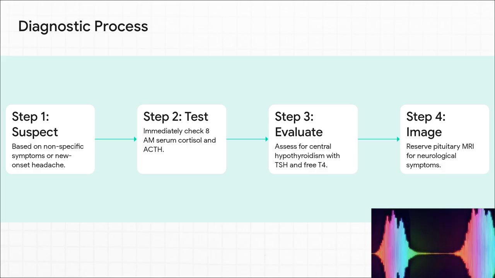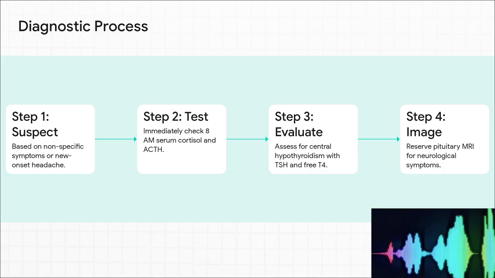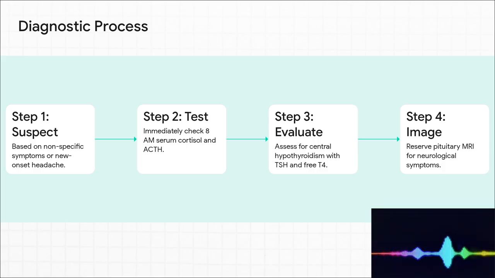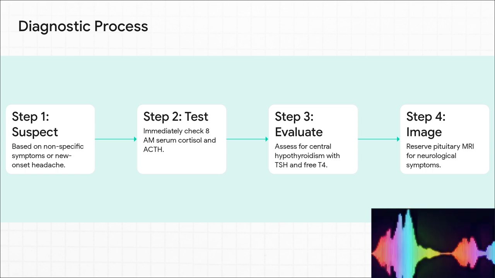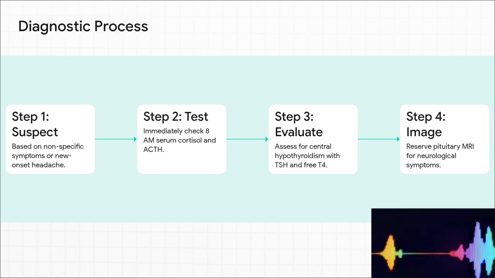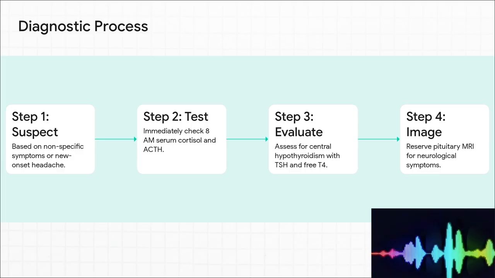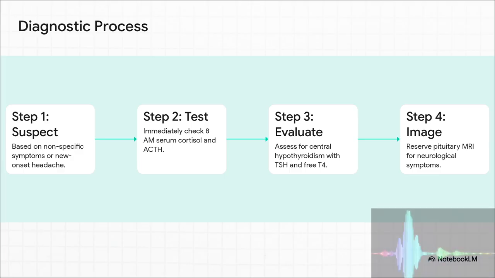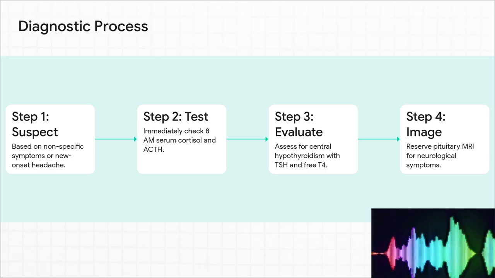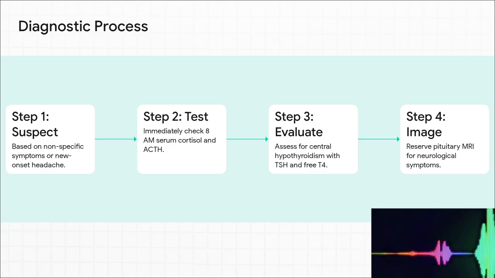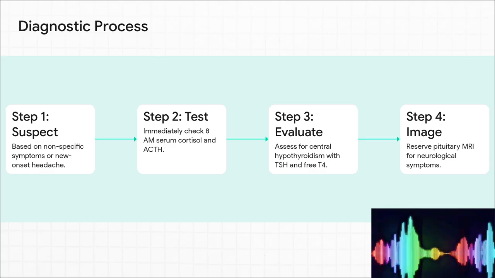If a patient on an ICI comes in with these kinds of symptoms, the first, most important step is to check the adrenal axis with a morning cortisol and ACTH. This is a can't-miss, life-threatening situation. You'll also check for central hypothyroidism. And what's interesting is that while an MRI might show an enlarged pituitary, it's actually not required for the initial diagnosis unless you have specific neurological concerns.